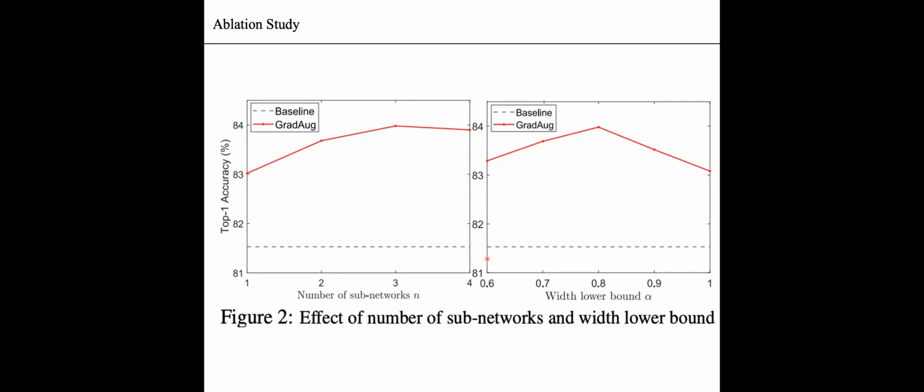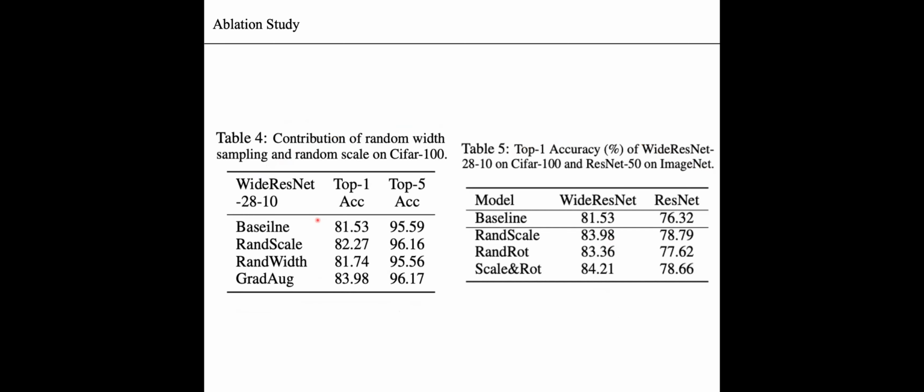And we did some ablation study because for this training paradigm, we have to generate a number of subnetworks. And also we have to specify what is the lower bound for this subnetwork, right? So these are the hyperparameters we have to consider. So we did this ablation study, trying different numbers of subnetworks and using different width lower bounds to see how they affect the performance. And we also analyzed the contribution of individual components, right?